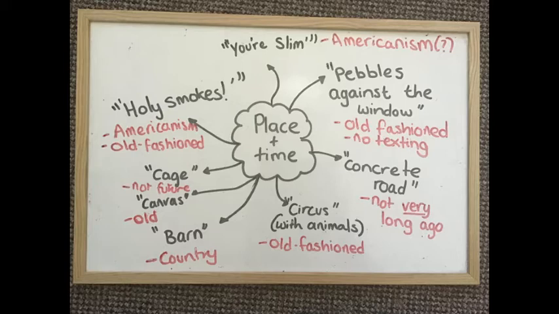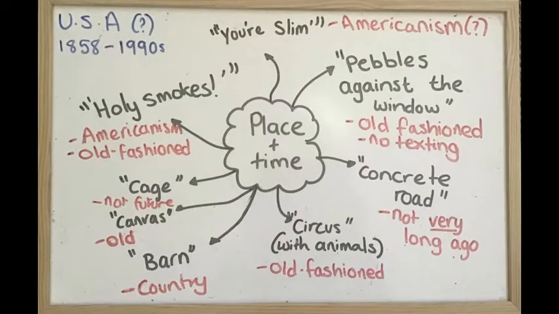When Red exclaims, "Holy smokes!" that's an Americanism, and it's very old-fashioned. Most of us don't say "holy smokes" when we're surprised anymore. So, using a little bit of detective work and a little bit of inference, I came to the conclusion that this is probably set in America because of the couple of Americanisms that we've had, and also that it's somewhere between 1858 and the 1990s. I made that inference based on 1858 being when concrete was first used to build roads, and the 1990s being around when teenagers started getting mobile phones. So maybe by the mid to late 1990s, early 2000s, these guys would have had phones.